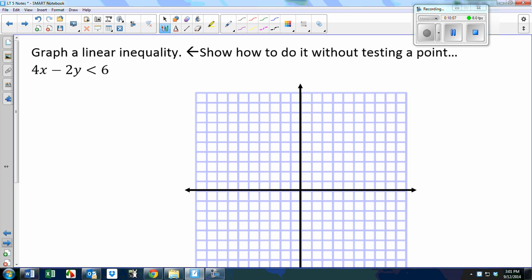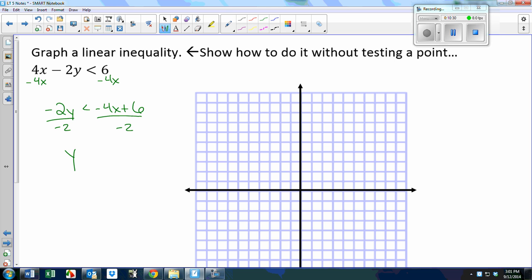First, isolate the y like you would putting it in slope-intercept form, except keep it a less than, and follow your rules of inequalities. Subtract 4x, subtract 4x. So we have negative 2y is less than negative 4x plus 6. Divide by negative 2.